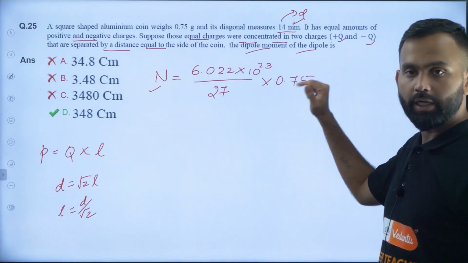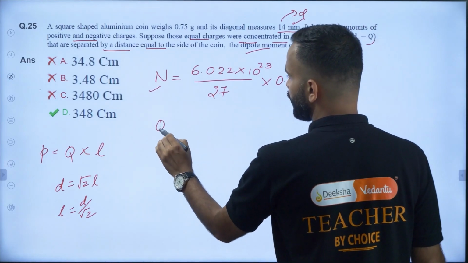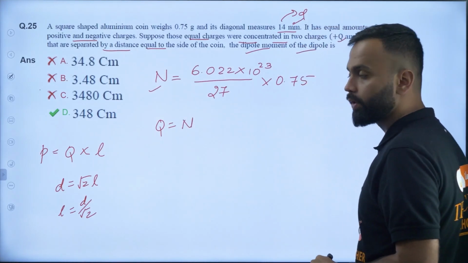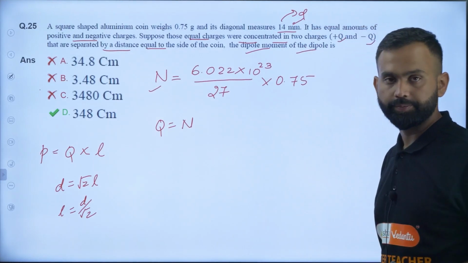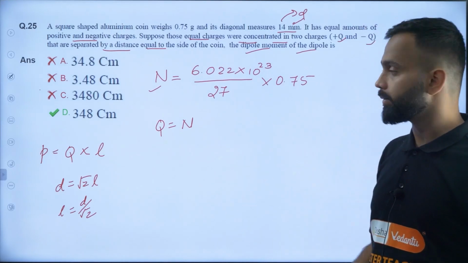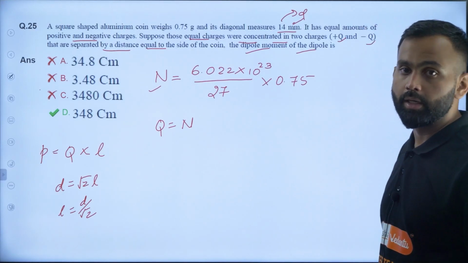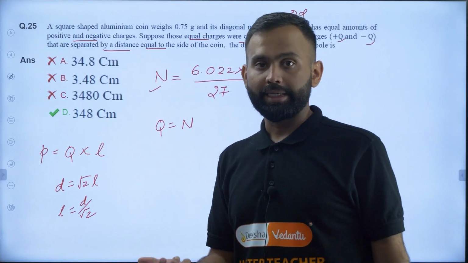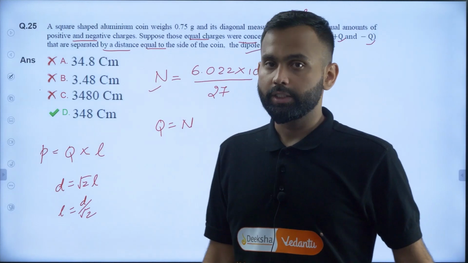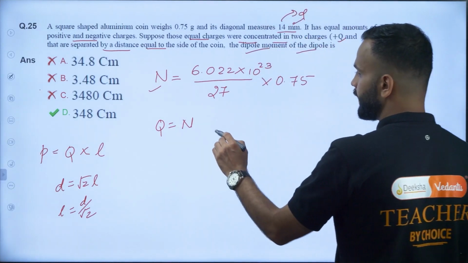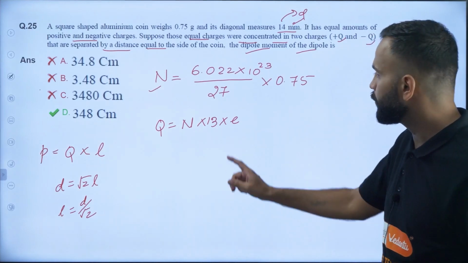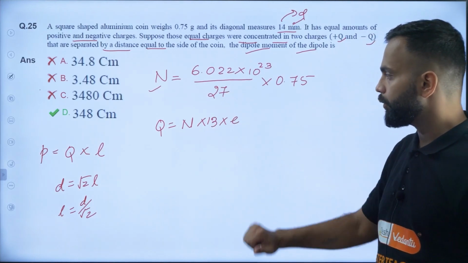So let us find the number of charges. The total charge Q is equal to the number of atoms N into e, the charge of one aluminum atom. So what is the charge of one aluminum atom? Each aluminum atom contains 13 protons and 13 electrons, isn't it? So the charge of the aluminum will be N into 13 into e. So we got the value of Q, right?